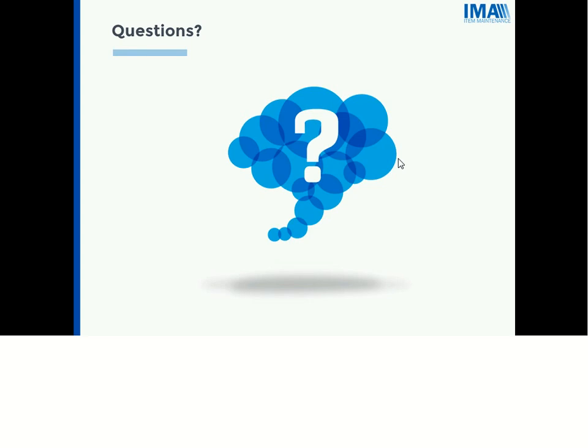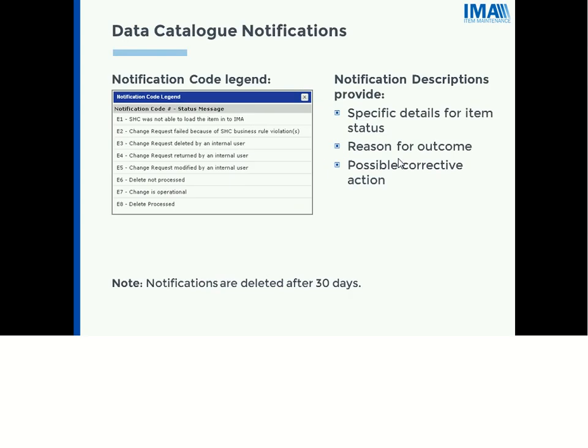Mai is asking, what does it mean when it lists E7, change is operational? What is needed to be done?